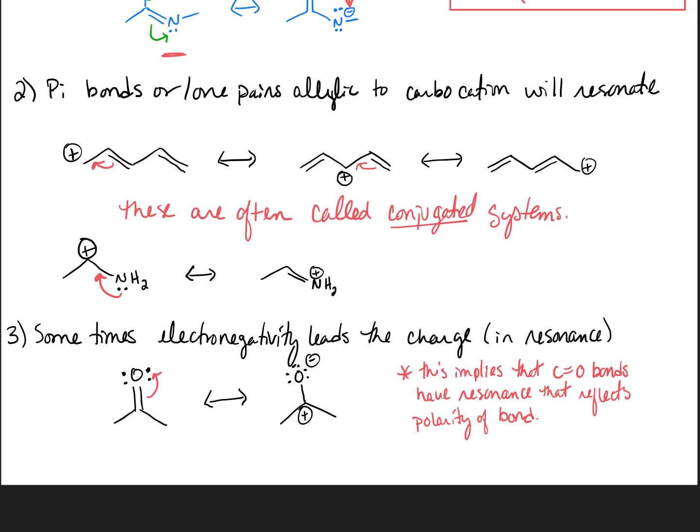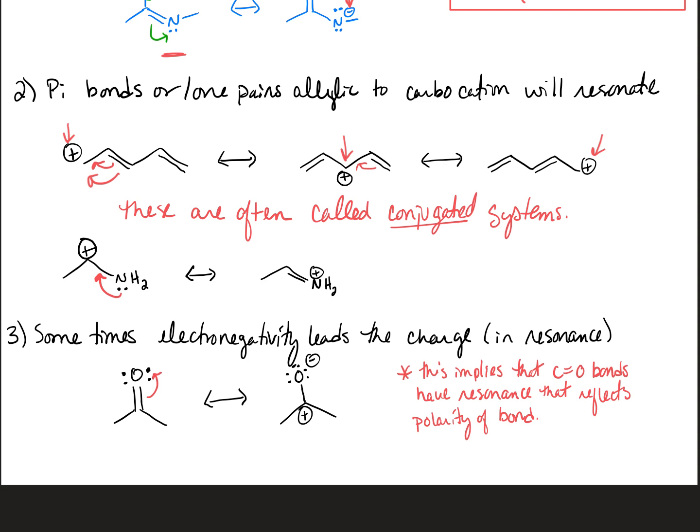Okay. Pi bonds or lone pairs, allylic carbocations will resonate. So we can have more than one resonance structure, just like we see here. So we have a positive charge here with a double bond right next door, so those guys can move over. And when they do, the positive charge is going to change as a result. And then the electrons move over again, and again your positive charge changes as a result. We don't move positive charges. The positive charge is a result of the electrons moving. Okay, so we don't show where protons are moving, we just show where electrons are moving.